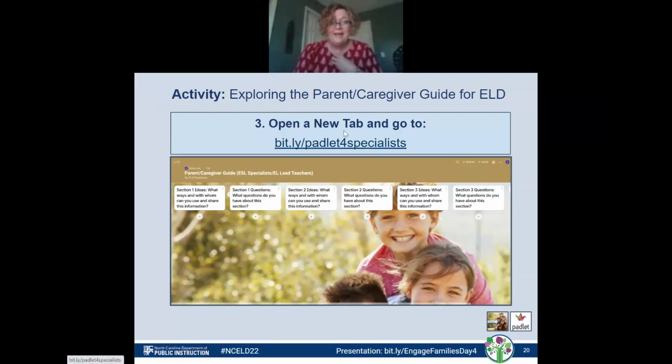If you will now open your Padlet tab, or if it's already open, go to that Padlet tab and kind of look a little bit. This is where you're going to be putting your ideas, okay?